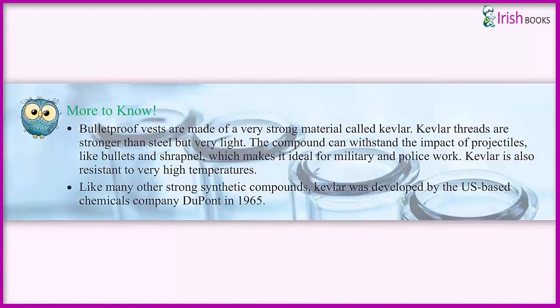More to know. Bulletproof vests are made of a very strong material called Kevlar. Kevlar threads are stronger than steel but very light. The compound can withstand the impact of projectiles like bullets and shrapnel, which makes it ideal for military and police work. Kevlar is also resistant to very high temperatures. Like many other strong synthetic compounds, Kevlar was developed by the US-based chemicals company DuPont in 1965.